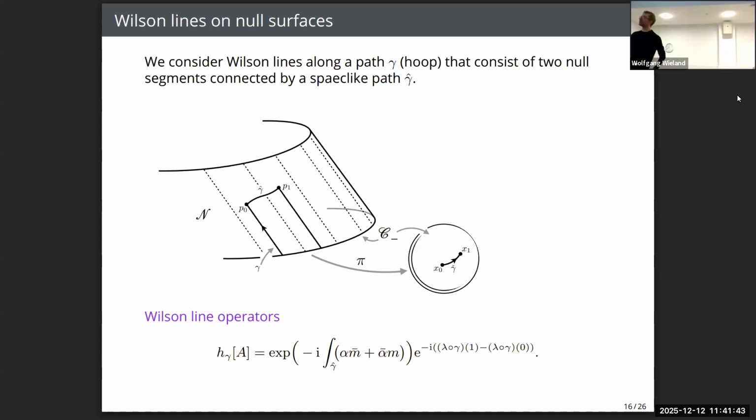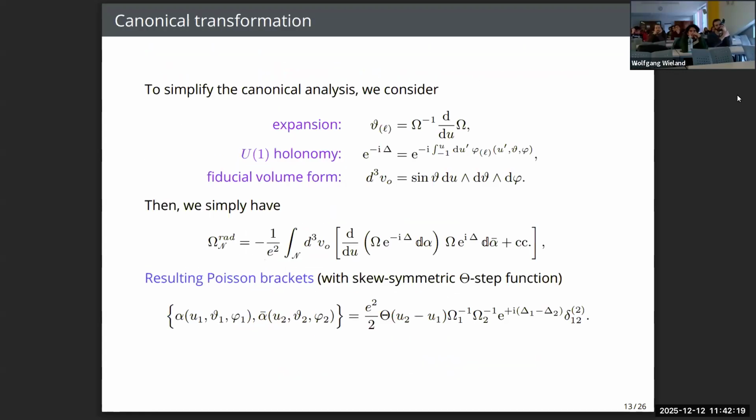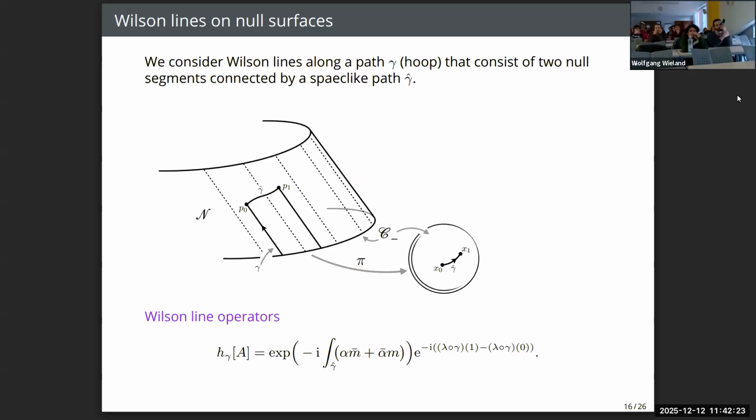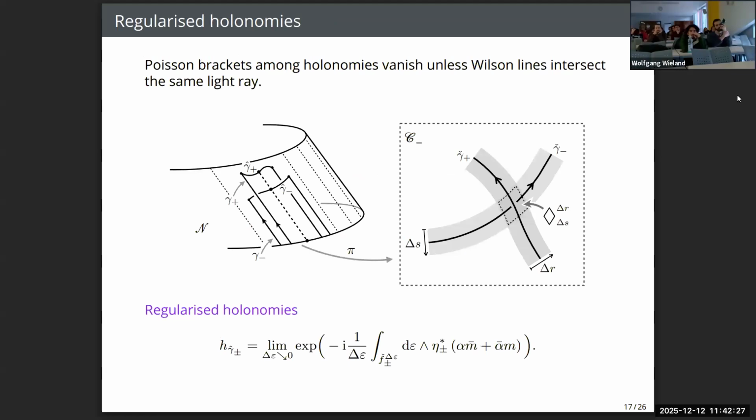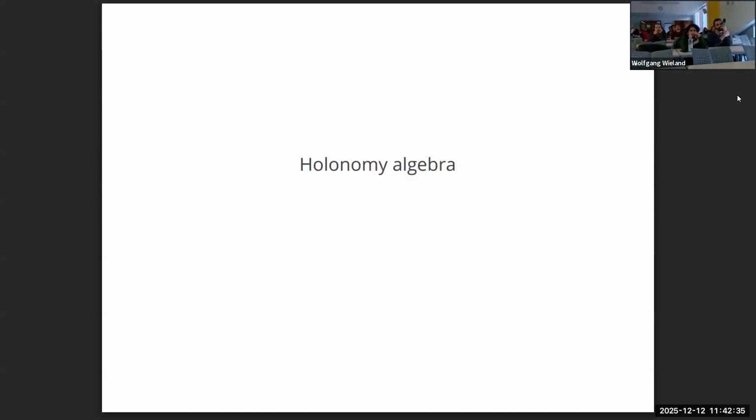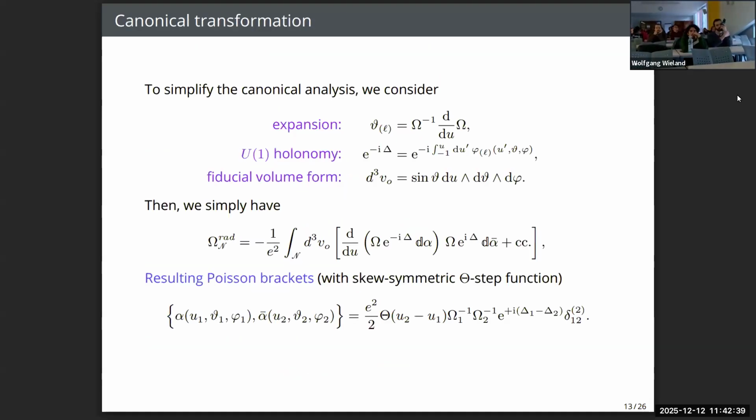We now consider the Wilson line operator along this hoop, and up to a gauge transformation, it is just the integral of this alpha bar term along this spacelike segment, which I call gamma hat. And gamma check is then the projection onto the initial cut. Now notice that in this Wilson line, only alpha and alpha bar appear. However, we know their Poisson brackets. So now we can just insert this expression into the Poisson brackets and compute the algebra of Poisson brackets between two such hoops.